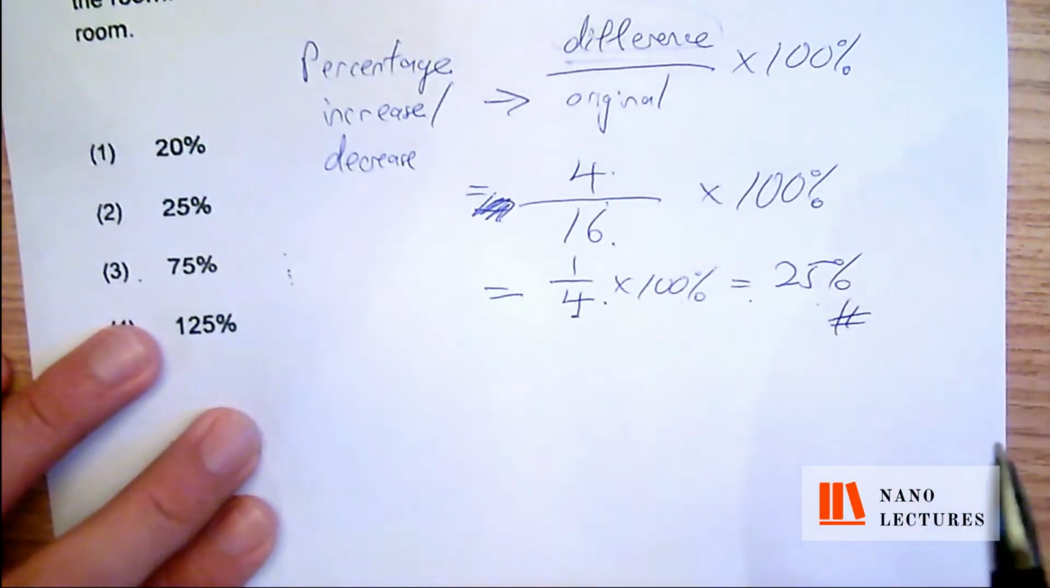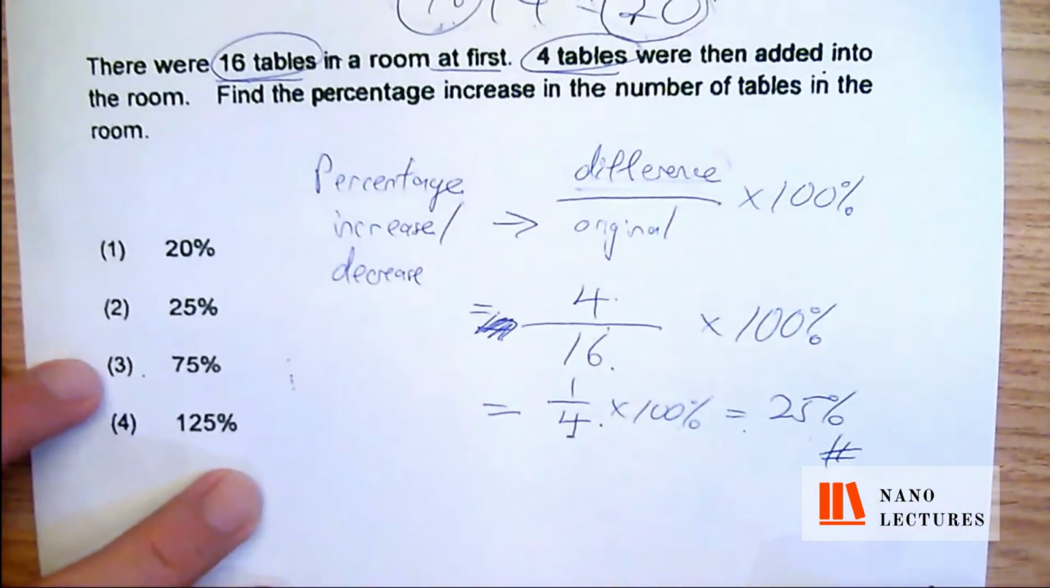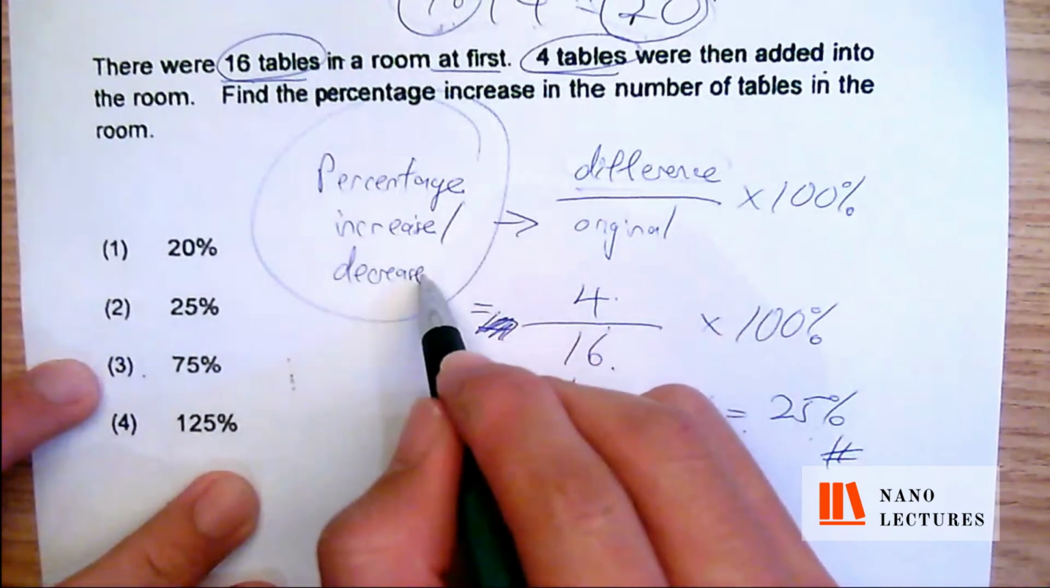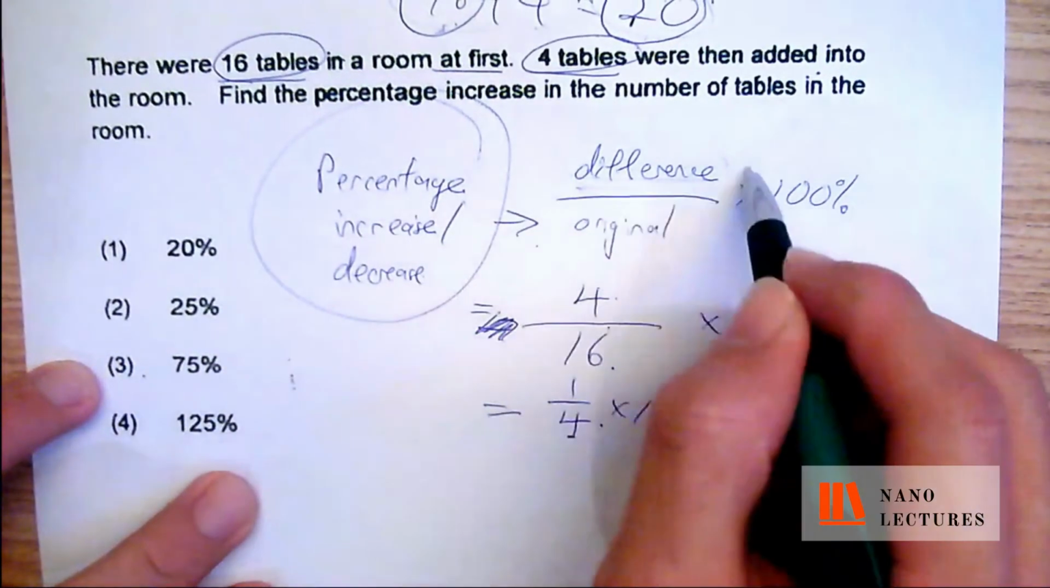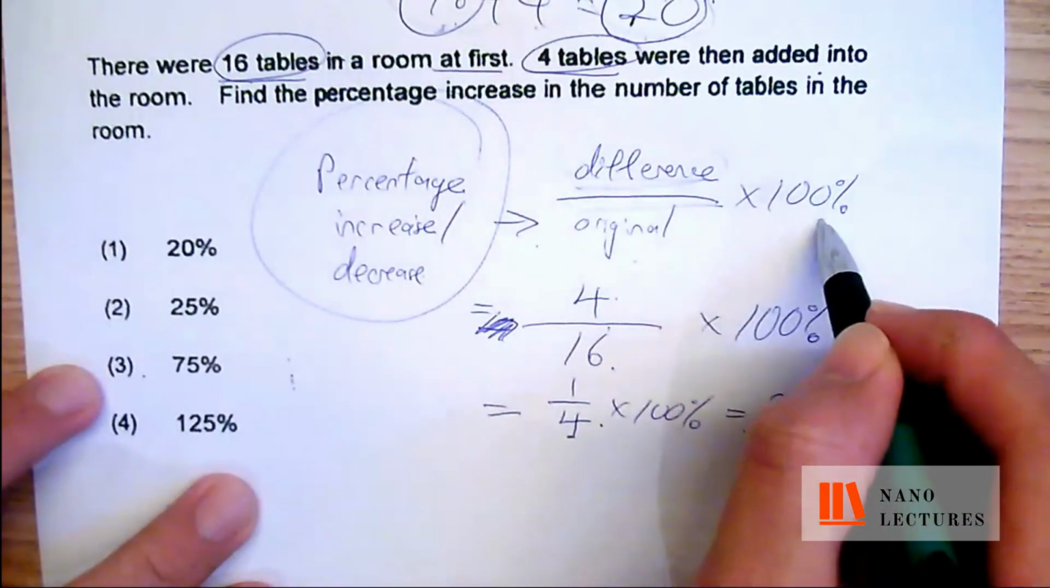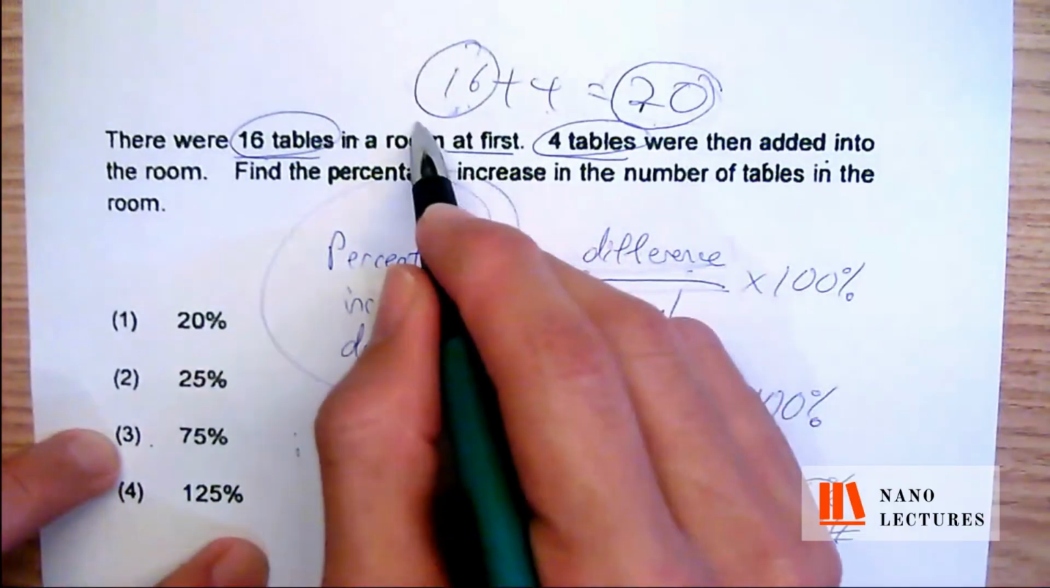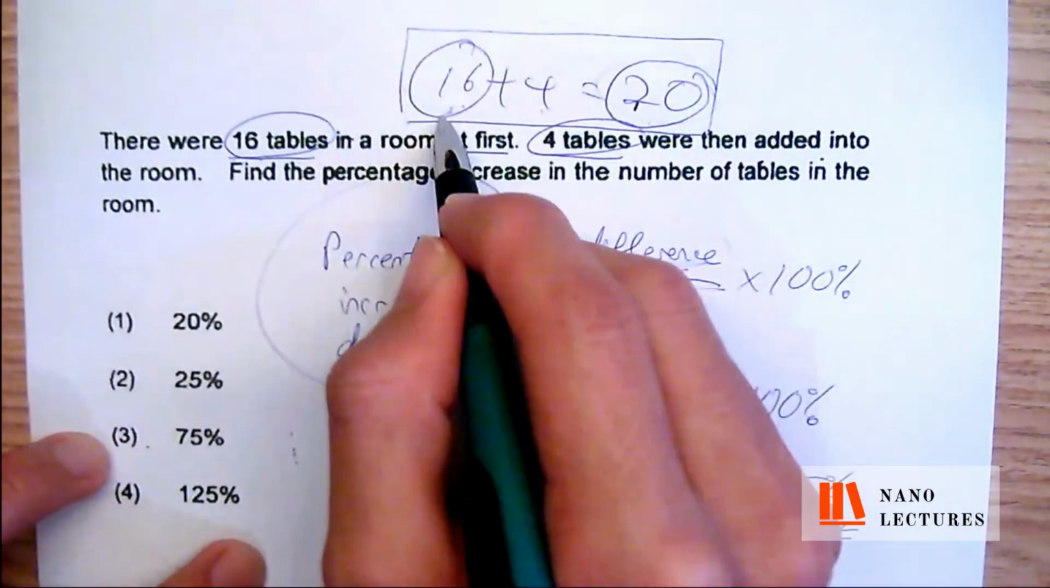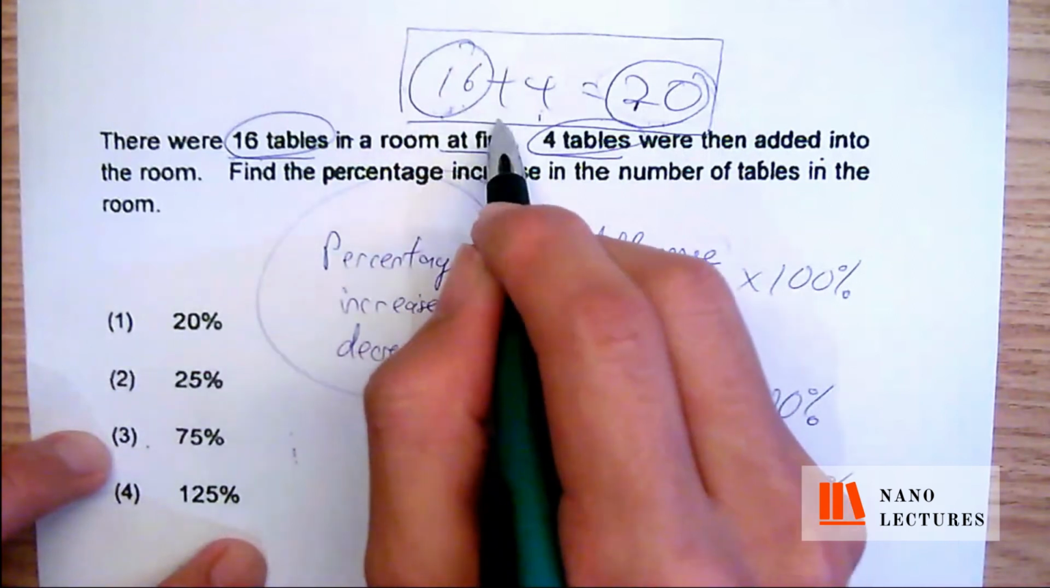So this is done. So remember, for parents who are watching this, teach your child this formula. Percentage increase or decrease, the formula will be difference divided by original multiplied by 100%. Teach them how to find a difference. Use an equation to teach them. Something plus something equals something, or something minus something equals something.